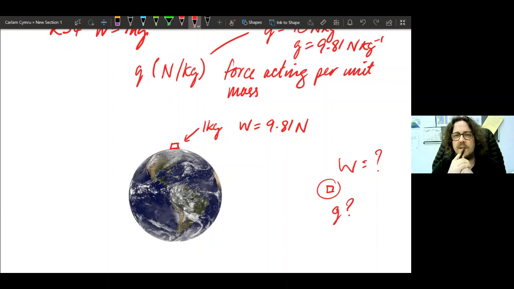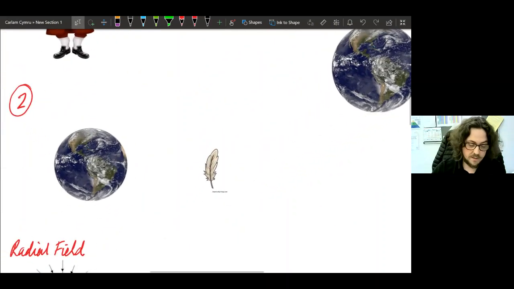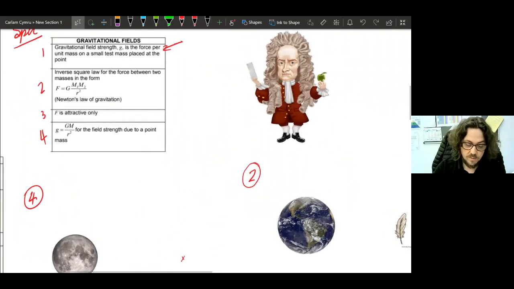And you only see the effect of a field, as I said, when you place a mass or a charge within it. So let's have a look now at point number two in our specification. We'll call that one done for now. Point number two, we're going to look at this formula here.